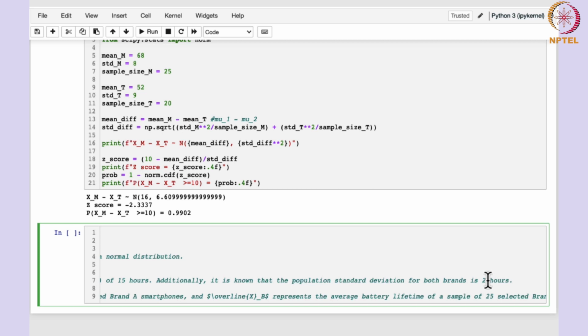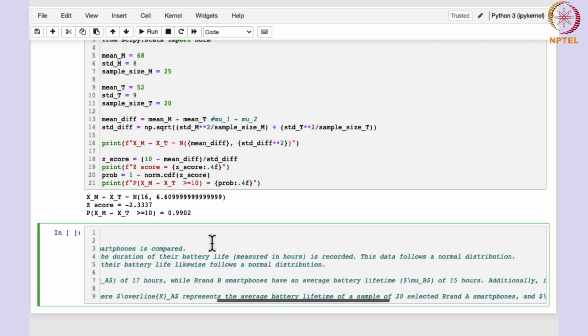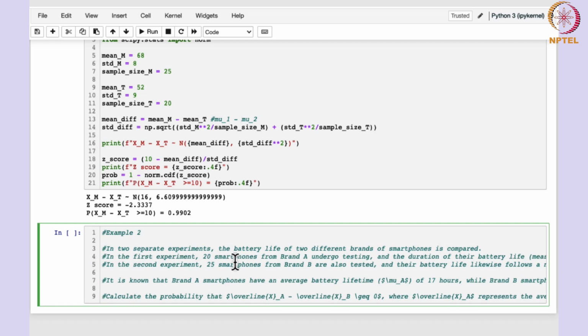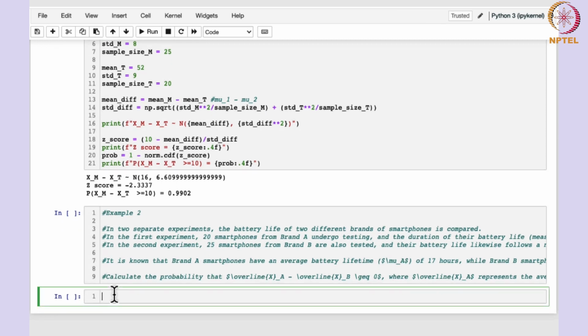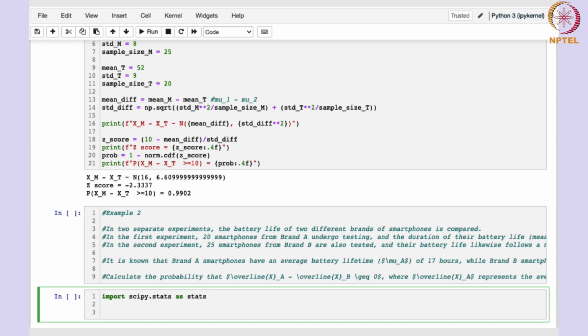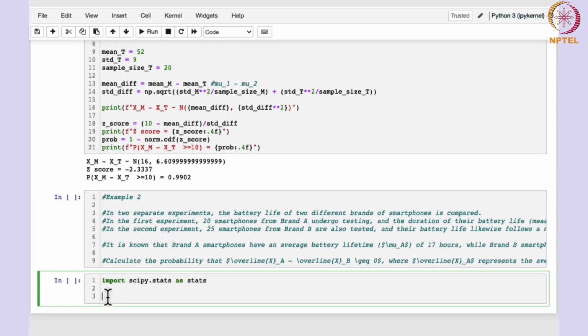So this is the second case that we studied, and in this case you will not have sigma 1 square and sigma 2 square, rather you will have just the same sigma. Okay, so in the same way it can be written. You have already imported numpy, so let me just write import scipy.stats as stats. You can specify the parameters from brand A and brand B.